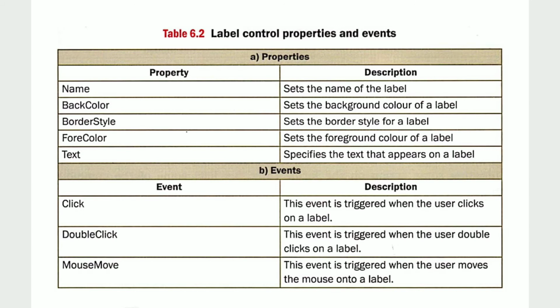Okay, next one is, as you can see, back color property. The back color property is used to set the background color of a label. Next one is border style. The border style determines the type of border. This border style property is used to set the border style for a label. Next property is, as you can see, fore color. This fore color property is used to set the foreground color of a label.